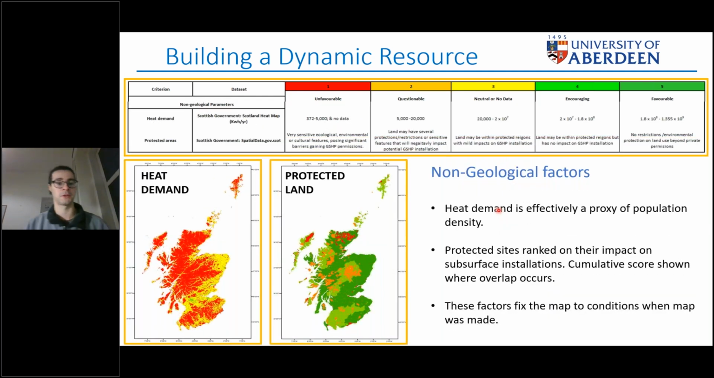And the last one was the heat demand. This is also from the Scottish Government, which looks at heat demand in different areas, and this is a map of different protected sites across Scotland.